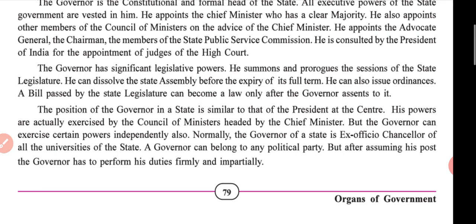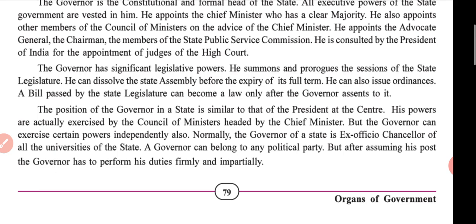He can also issue ordinances, and a bill passed by a state legislature can become a law only after the governor assents to it. That means for passing a state legislature bill, the consent of the governor is required. It means a free consent from the governor.